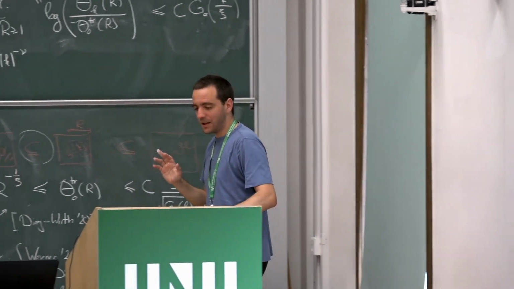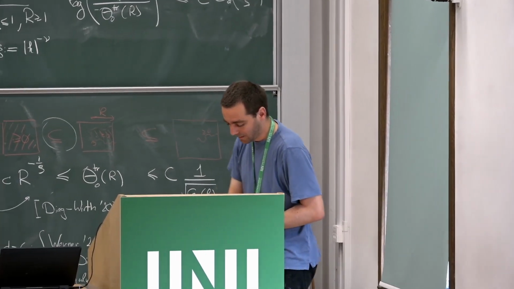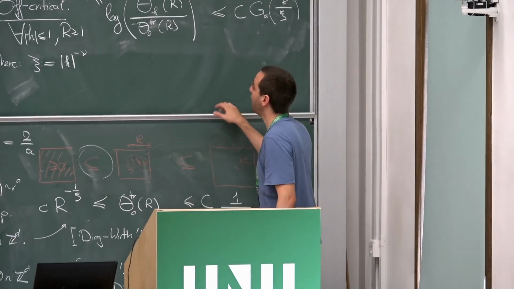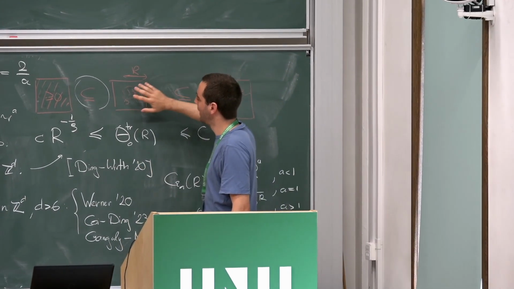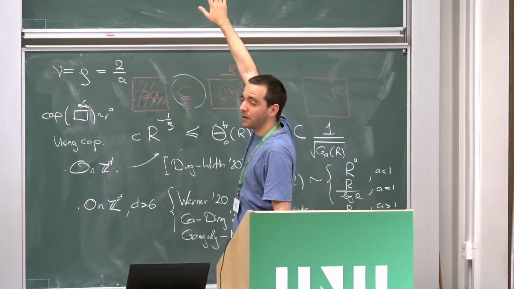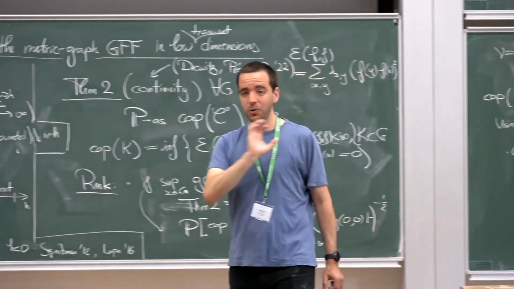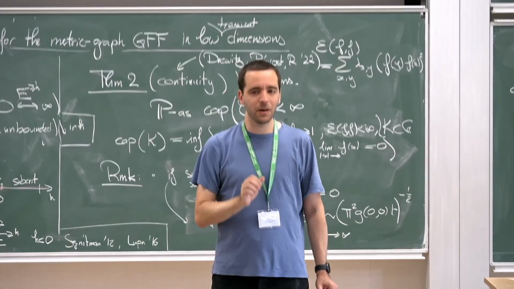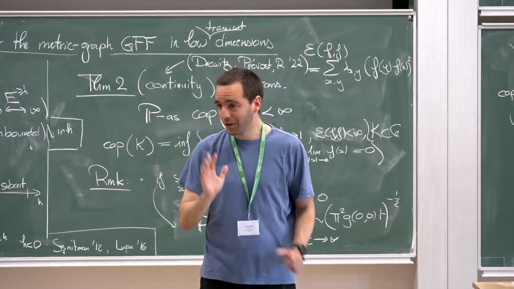Now, I'm not going to have time to say anything about the proof, but make no mistake: what this is telling you, for instance, at criticality, is that in terms of the capacity, your critical cluster is indistinguishable from a box. But the critical cluster, you saw pictures yesterday, is far from being a box.